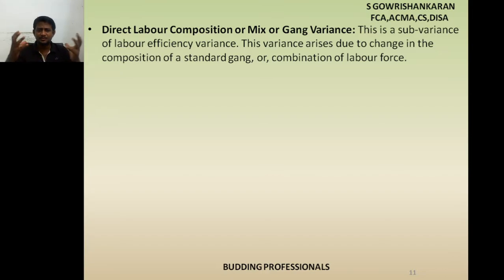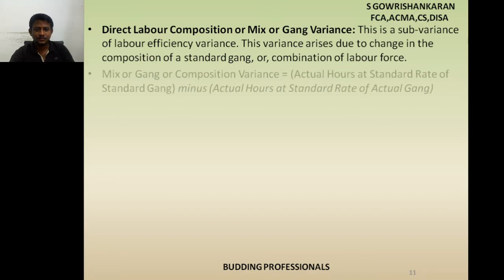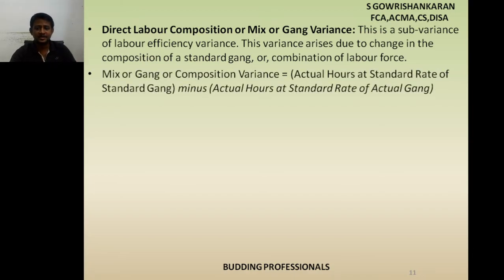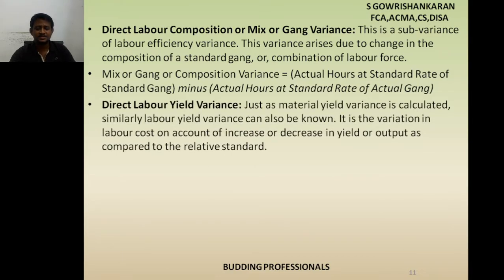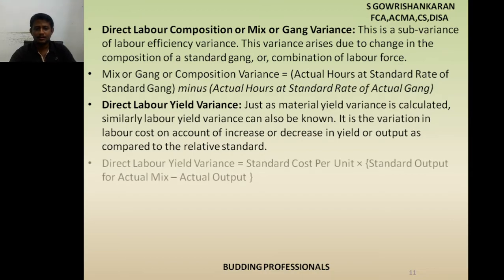So before that, you should know some basic idea. What is the meaning? You should not mug up the formula simply. That is the objective, that is why I am discussing this. How this formula is arrived at is given here. Then direct labor yield variance. This is the comparison between the standard hours versus revised standard hours. How to arrive at that, I will discuss while working out the problem. Then the formula is given here.